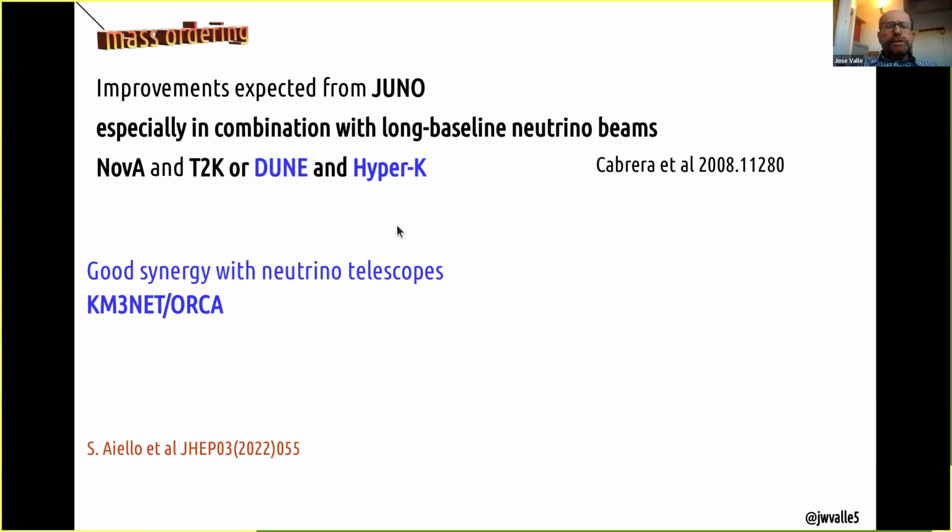The mass ordering is another issue, as I explained. Here we expect improvements from the JUNO reactor neutrino experiment, which should be starting rather soon. Unfortunately, though, JUNO by itself will not settle the mass ordering problem, but in combination with results from long baseline neutrino beams and possibly from neutrino telescopes, it will give substantial results for the mass ordering discrimination.